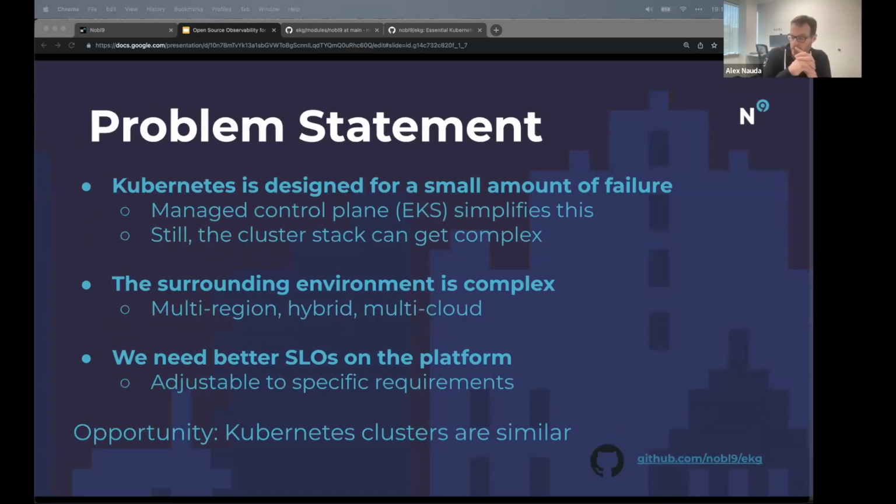So I'll start just by describing the original problem statement here. Kubernetes is a really interesting hosting platform, okay? Like many things that evolved in a cloud and cloud native environment and on the internet, it is designed to handle a small amount of failure and to tolerate a certain amount of failure.